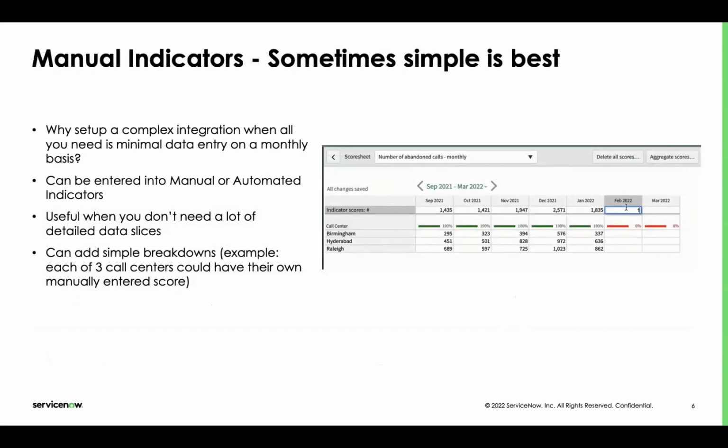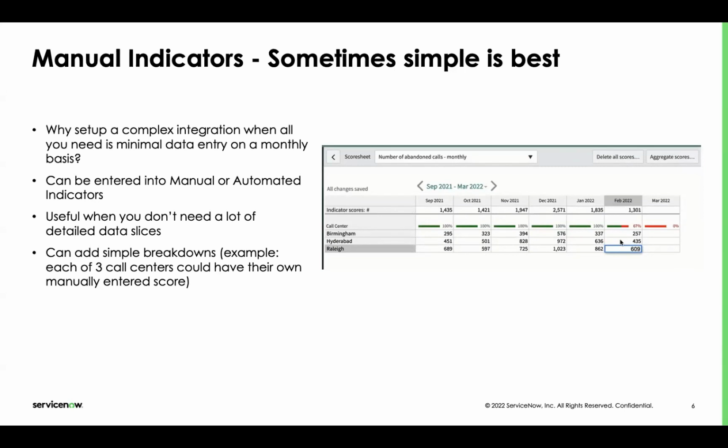Okay, so to get into some of these specifics, I mentioned manual indicators because, as I say, sometimes simple is best. Don't assume that a manual indicator is always a bad option. There are definitely scenarios where you don't have the time or the resources to set up a complex integration, when all I need is just minimal data.